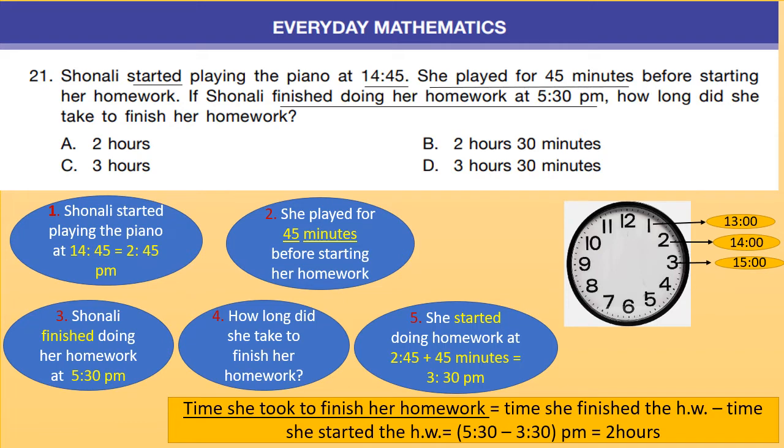So time she took to finish her homework is equal to time she finished the homework minus time she started the homework. So time she finished is 5:30 and time she started is 3:30. So we subtract and we get 2 hours. So total time she took is 2 hours to finish the homework.